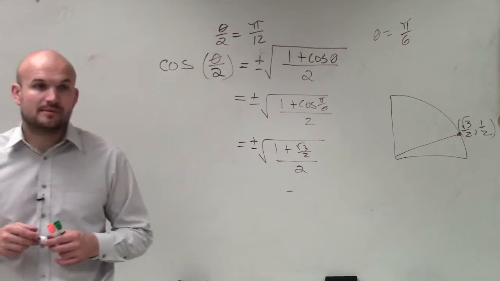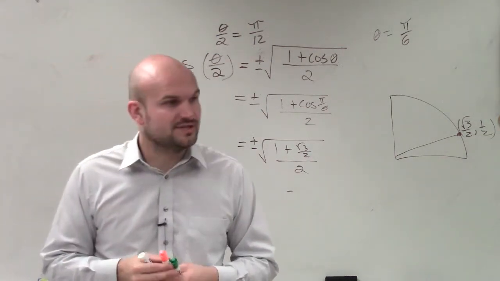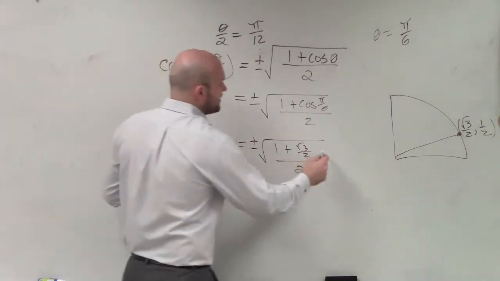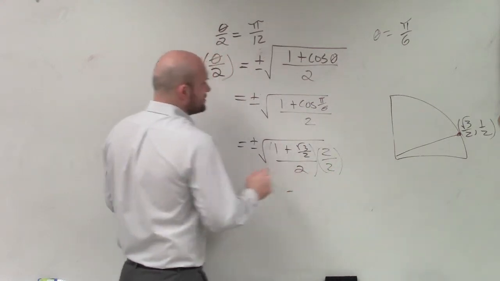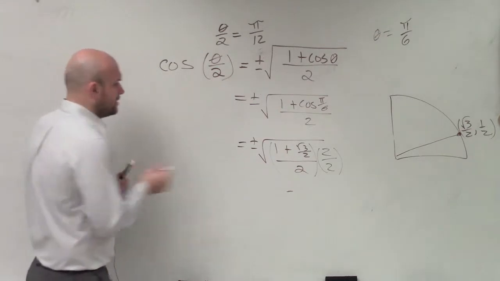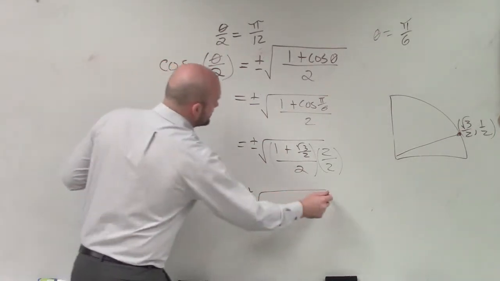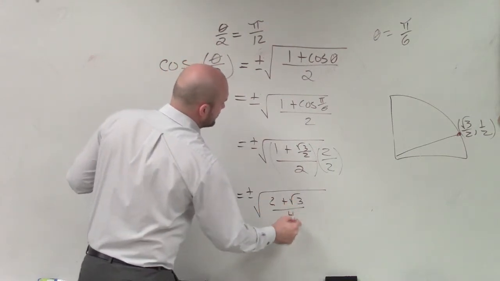Now, again, ladies and gentlemen, I do not want to deal with these fractions. So to get rid of the fractions, especially this denominator here, I have to multiply by 2 over 2. By doing that, though, I have to make sure I apply my distributive property. Therefore, I've now obtained 2 plus the square root of 3 over 4.